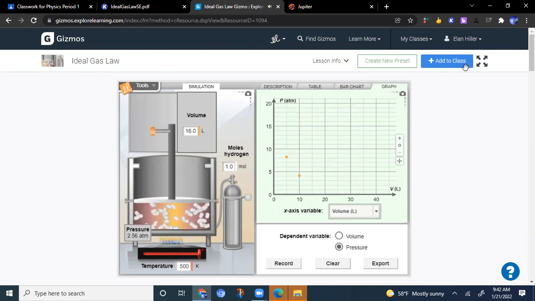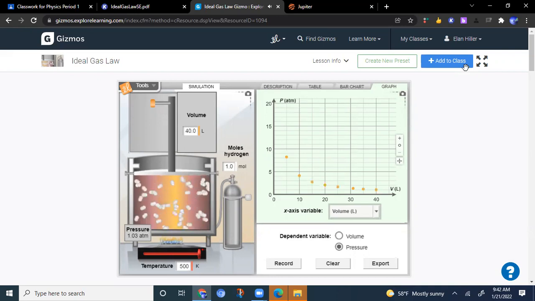15, record, 20, record, 25, record, 30, well, 31, close enough. 35, 40. Guys, what do you notice about that trend?